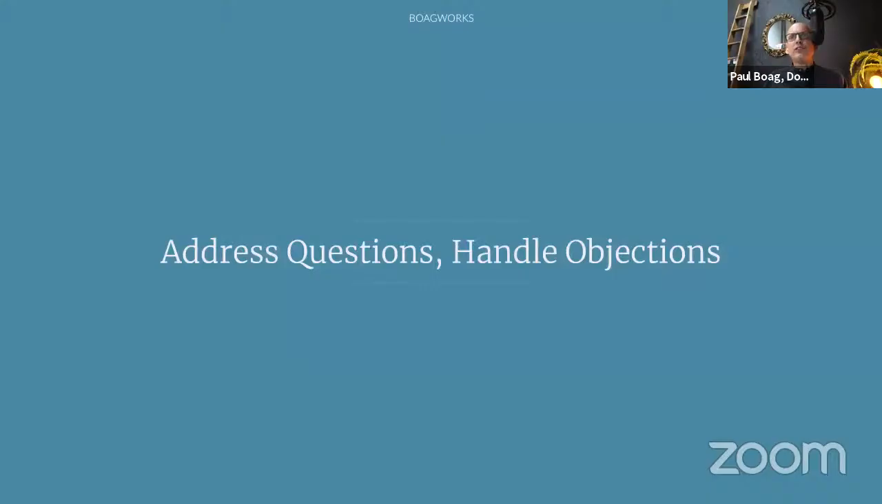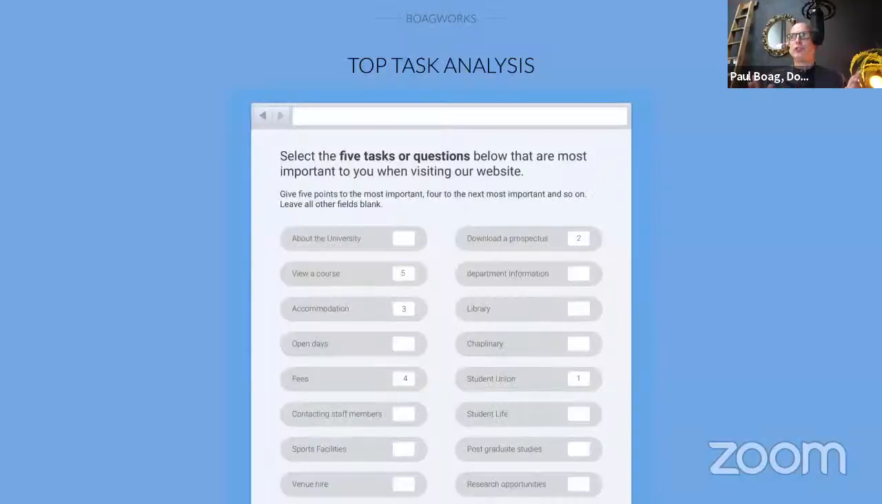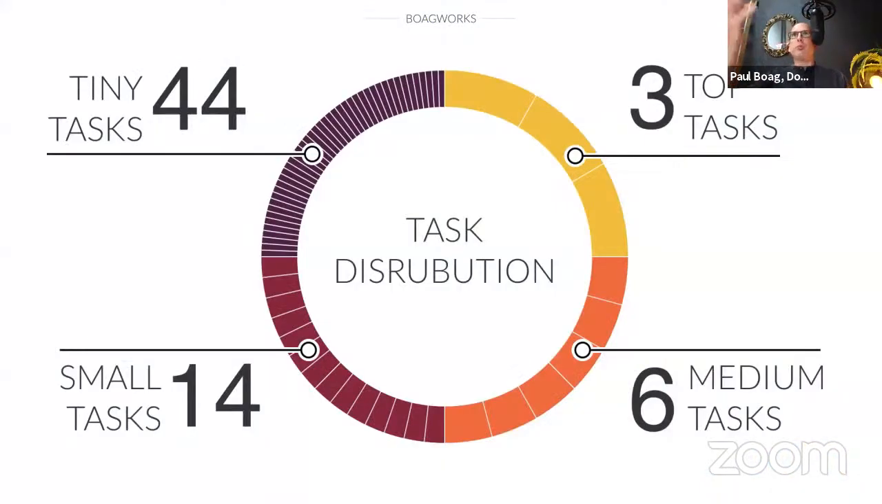So we need to be addressing people's questions and handling their objections. And do you know what people's objections are? Do you know why they might not be buying? That's why we need to do things like top task analysis, where we identify all the different things that people want to know about and understand. What you'll find is that probably a small number of things are by far more critical than anything else. Maybe people are most concerned about stuff like return policy or delivery charges. So those are the things you concentrate on.